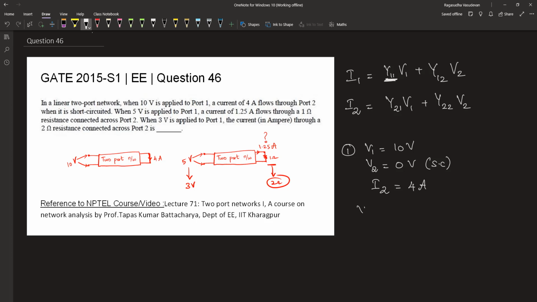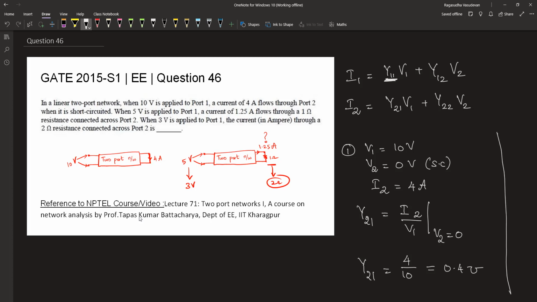From this we can find out the admittance Y21. Y21 will be I2 divided by V1 when the output port is short circuited. This will make V2 to be 0. So the value of Y21 is equal to 4 ampere divided by 10 volt, which is equal to 0.4.